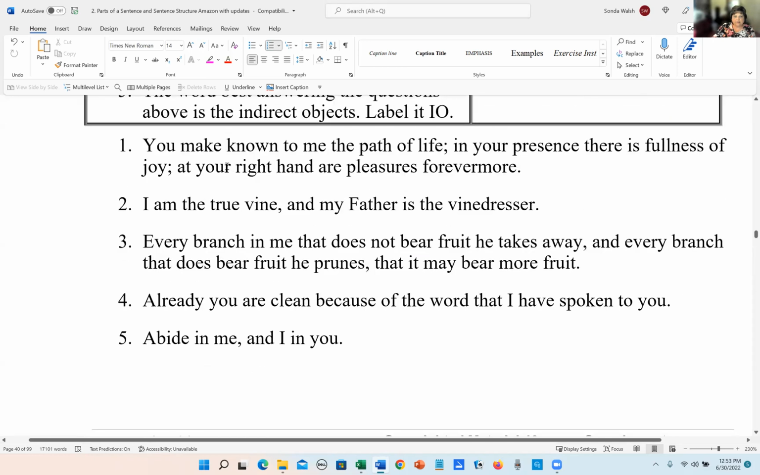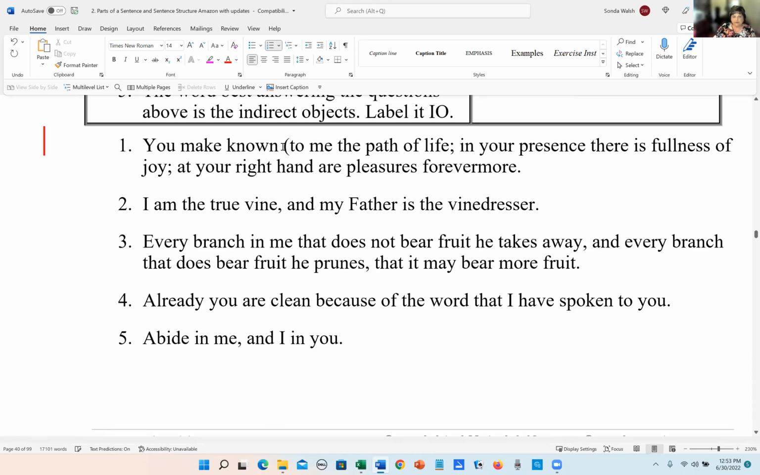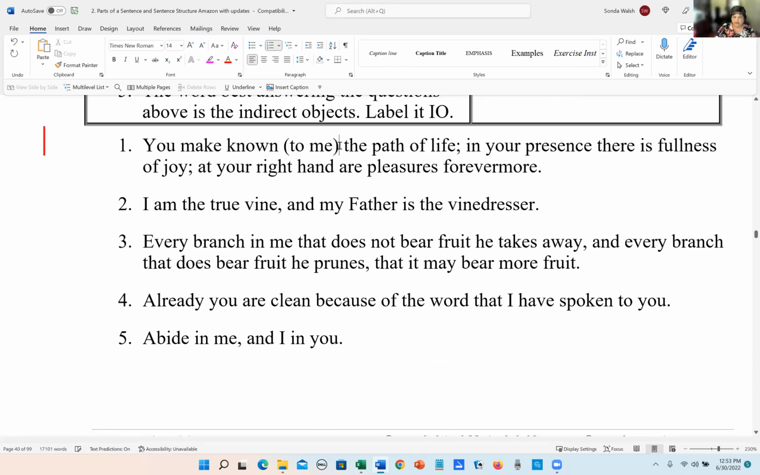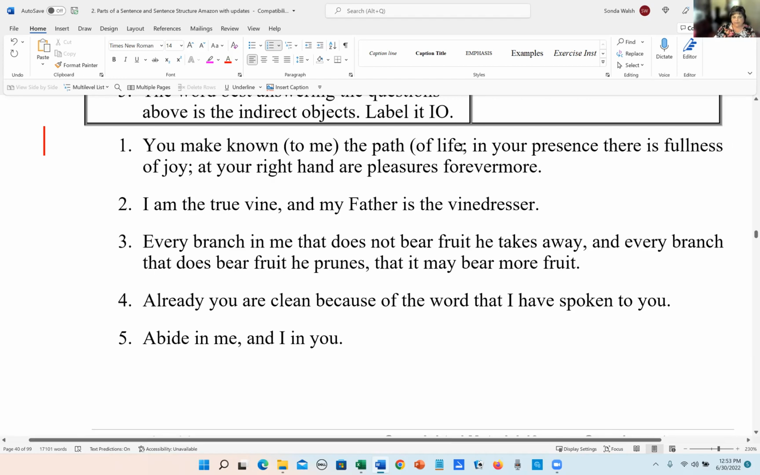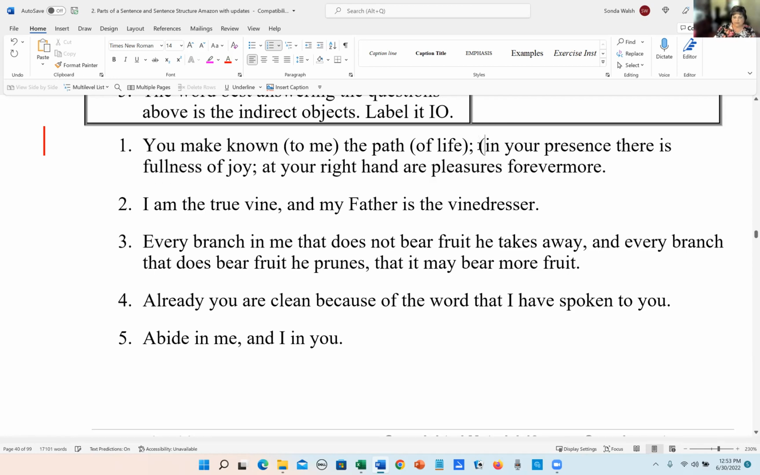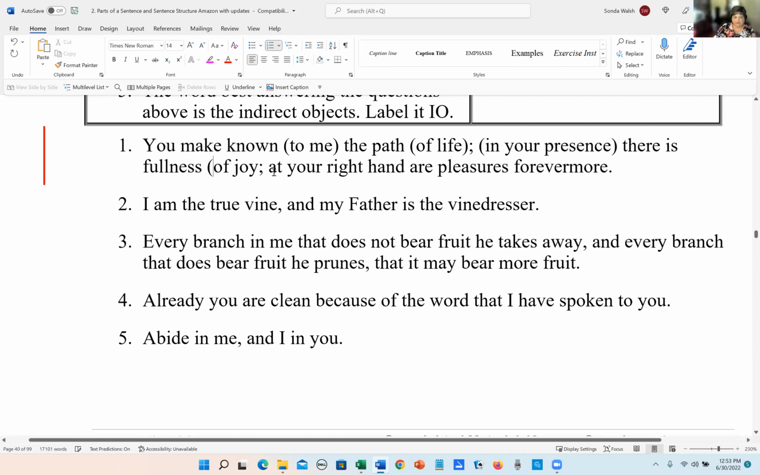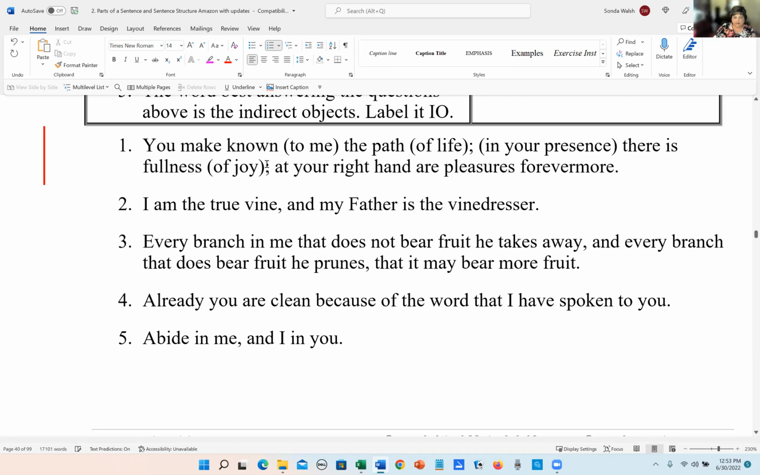So find our prepositional phrases. To me, it's a prepositional phrase. Of like. In your presence is a prepositional phrase. Of joy is a prepositional phrase. At your right hand.